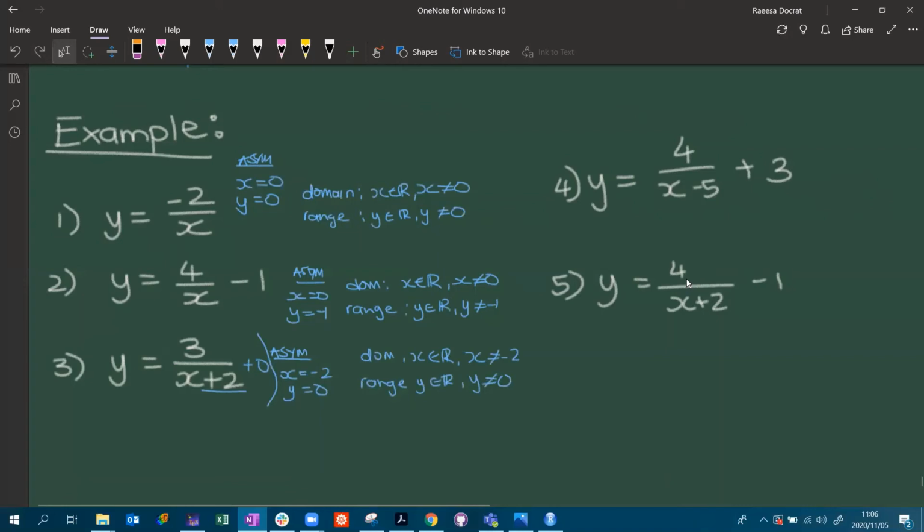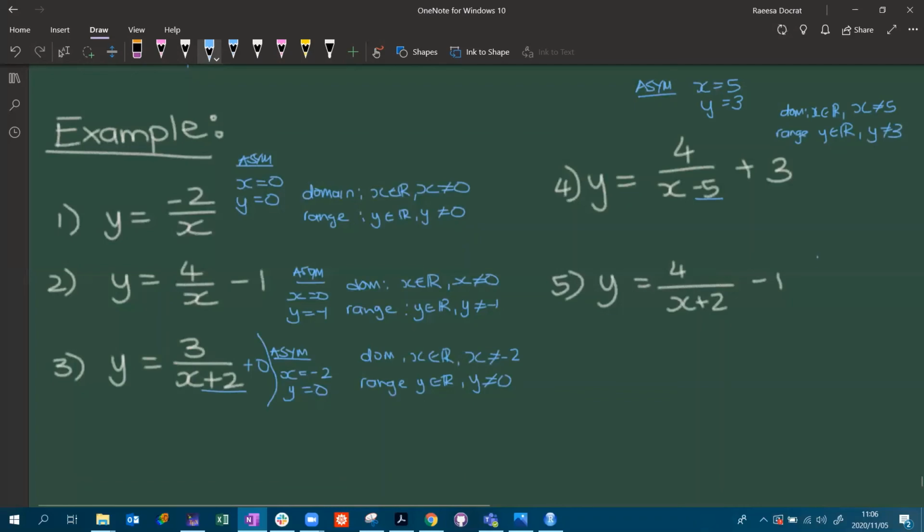Let us do this one. Our asymptotes in this case are x is equal to 5. Remember to change the sign of p, and y is equal to 3. So our domain is x is an element of real numbers, but x is not equal to 5. And our range is y is an element of real numbers, but y is not equal to 3.